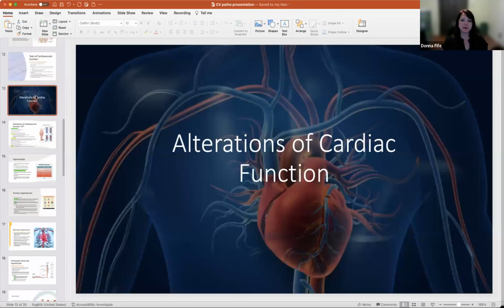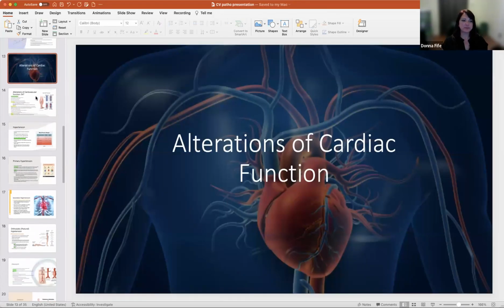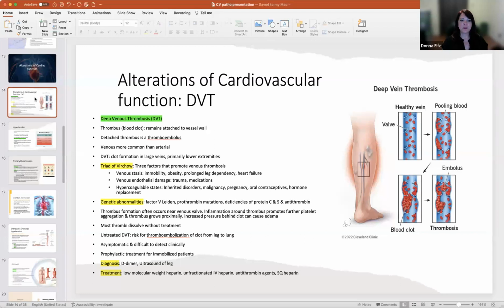Okay, so now we'll look at some alterations of cardiac function. We have deep vein thrombosis. A thrombus is a blood clot that remains attached to the vessel wall. When it's detached, that thrombus becomes a thromboembolism. This is more common in the venous circulation than the arterial. DVT is clot formation in the large veins, primarily in the lower legs.